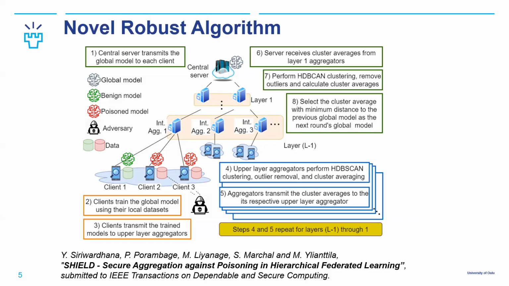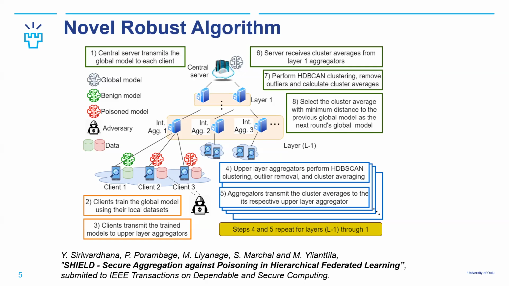Now, in federated learning, the nodes in this layer would forward the model updates to the central server, but in this case, the intermediate aggregation happens. During the intermediate aggregation, our robust algorithm performs clustering using HDBSCAN clustering, outlier removal, and cluster averaging, and only the cluster average will be forwarded to the next upper layer, and this happens for all the intermediate layers.